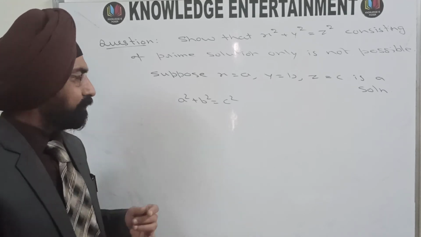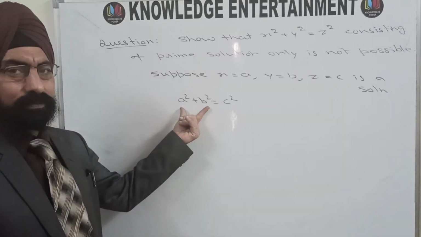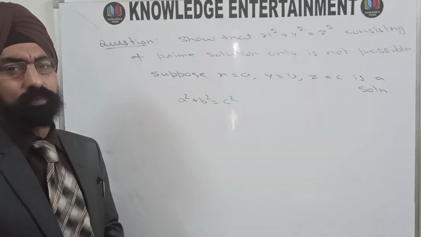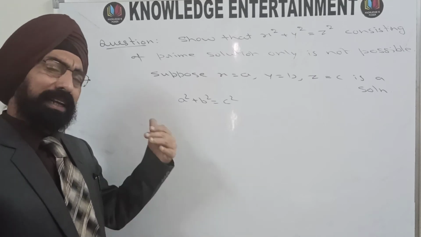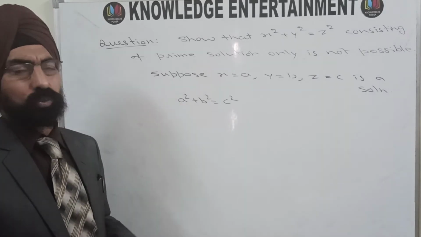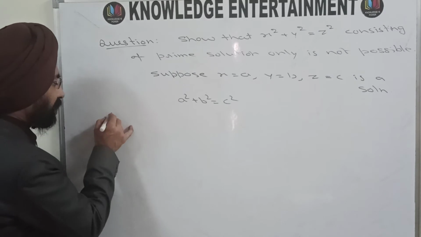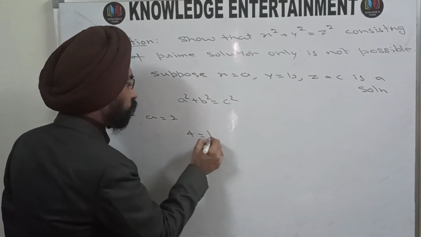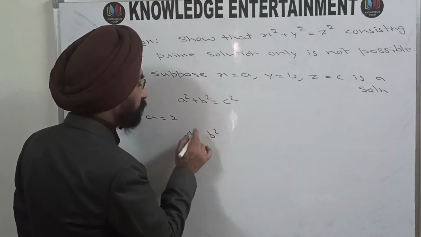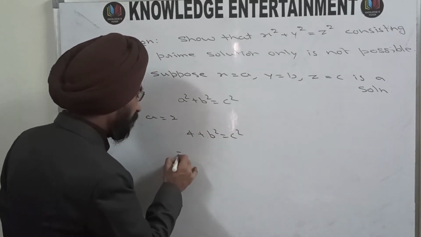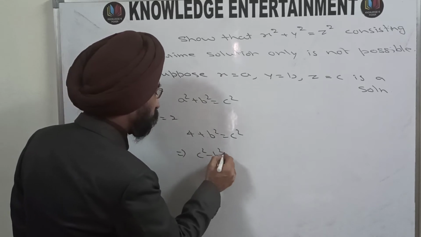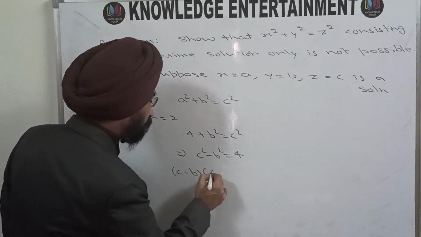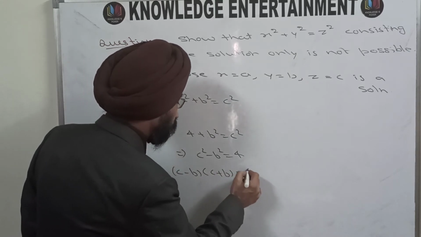First of all, note that both A and B, if I am taking prime, both A and B cannot be equal to 2. Even one of them cannot be 2. Suppose A is 2. Let your A be equal to 2. What will happen? 4 plus B square is equal to C square will give you C square minus B square is equal to 4. That means (C minus B)(C plus B) is equal to 4.